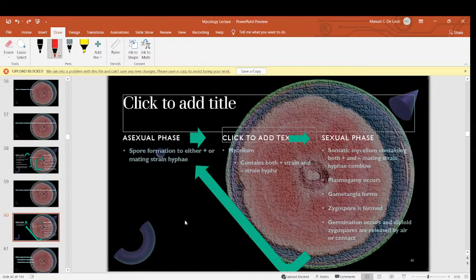The somatic mycelium will contain both the positive and the negative mating strain or mating hyphae, and then it will follow the same process: plasmogamy, and then karyogamy, which would form the gametangia. The gametangia will form the zygospore, and that zygospore will germinate to form diploid copies of itself. Those will be released into the air, and once it gains contact, it will form another mycelial form, another hypha, which will then produce a positive or a negative strain hypha.